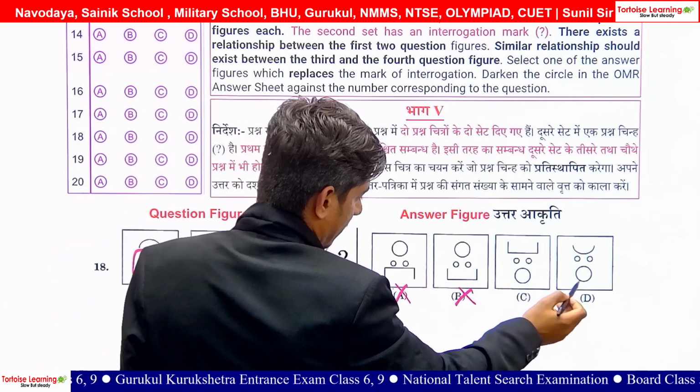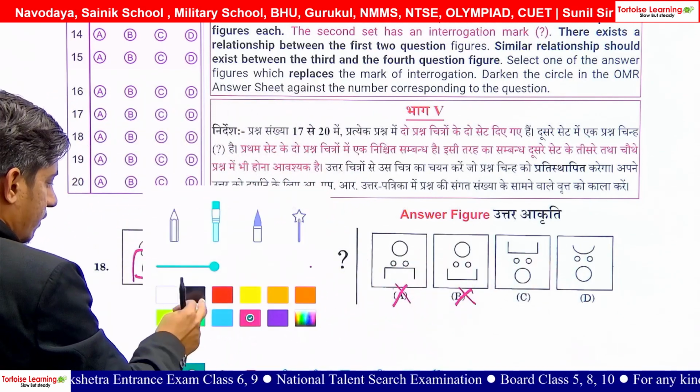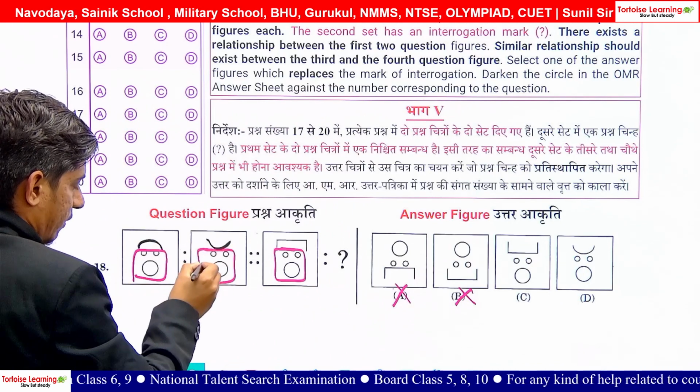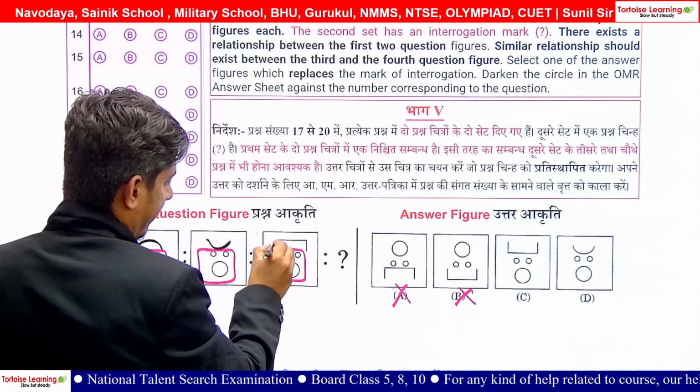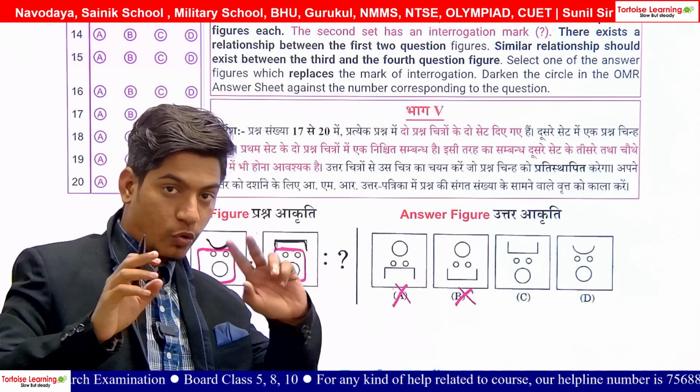This lower part is the same. Both are same. But these both arrows are same. It means this is half circle. Here this is also the half circle. This is half rectangle. So we will need half rectangle with rotation.